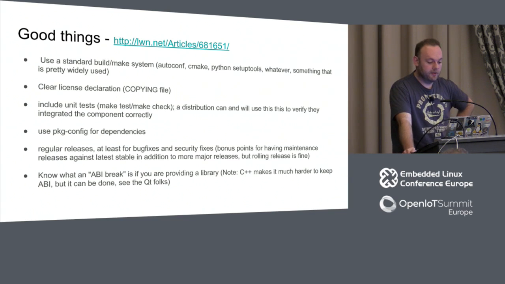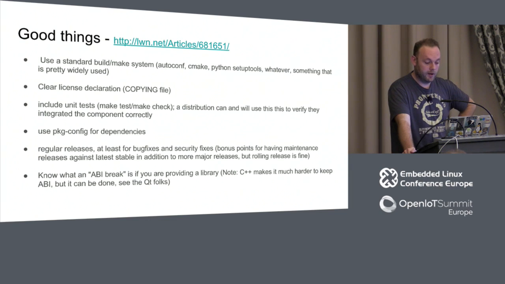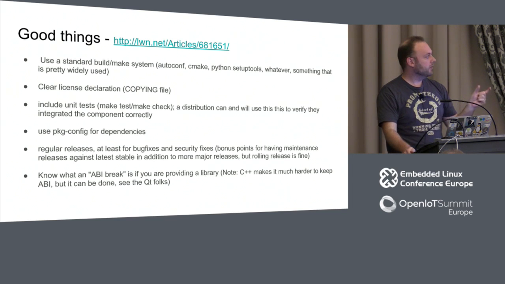Have a clear license declaration. A copying file is standard. You might think, of course, we have a license declaration. That isn't the case for a lot of projects. You have to look into the source to see what the licenses are. Sometimes it has multiple licenses, so please have a copying file. In the past month, GitHub updated their UI, and it will now look for licensing in the repository and actually show the license in the top right-hand corner, which is a big improvement on the previous state. So you can now see that 90% of the GitHub projects don't have any licensing.